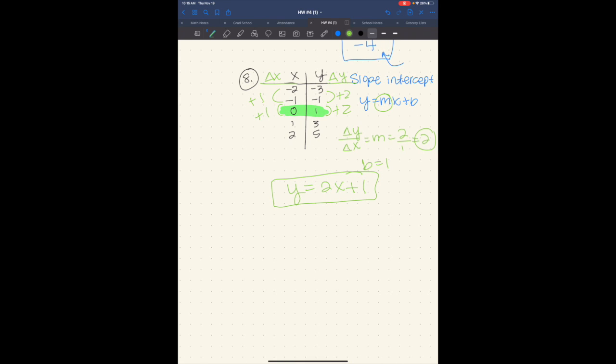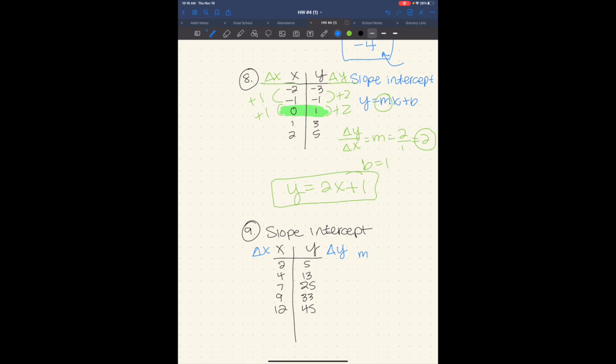For the next one, we've got our x and y chart. Same question. It wants us to put it in slope-intercept. So we've got x and y. The points are 2, 4, 7, 9, 12, and then we've got 5, 13, 25, 33, 45.